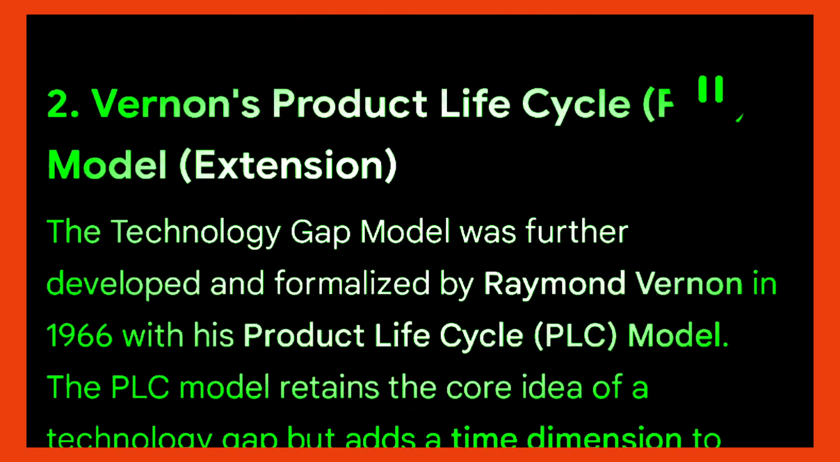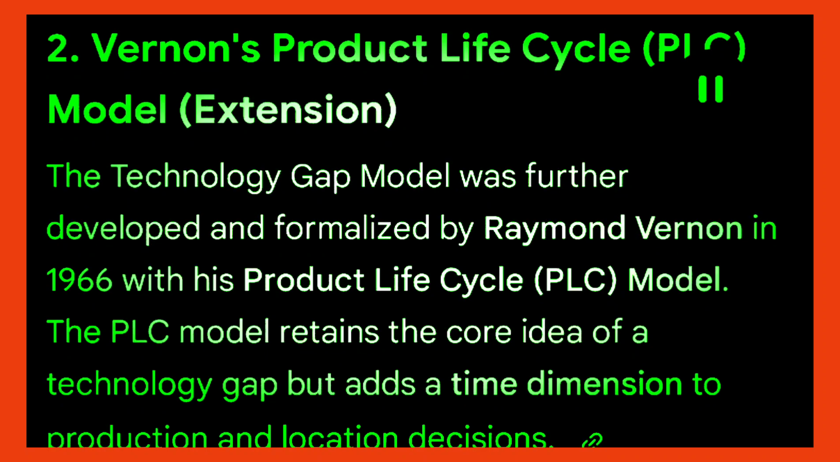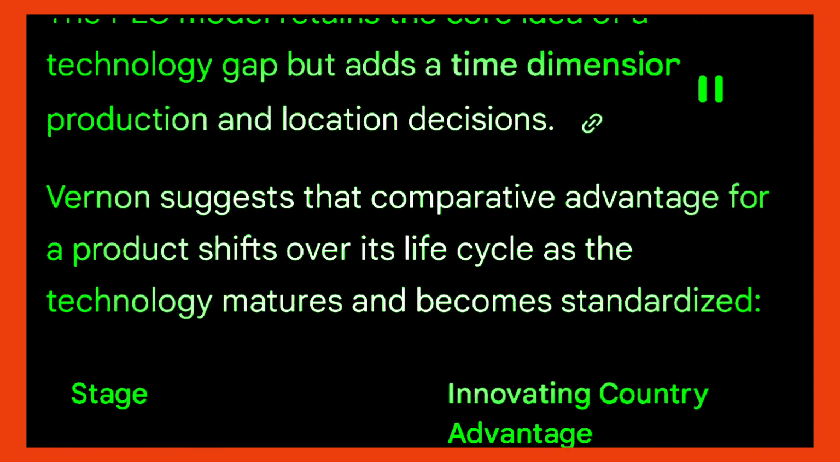2. Vernon's Product Life Cycle (PLC) Model Extension. The technology gap model was further developed and formalized by Raymond Vernon in 1966 with his Product Life Cycle (PLC) model. The PLC model retains the core idea of a technology gap but adds a time dimension to production and location decisions. Vernon suggests that comparative advantage for a product shifts over its life cycle as the technology matures and becomes standardized.